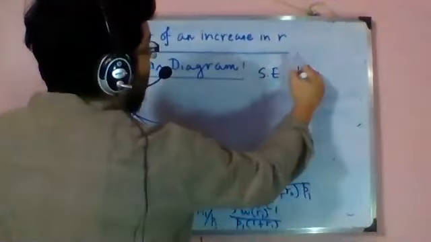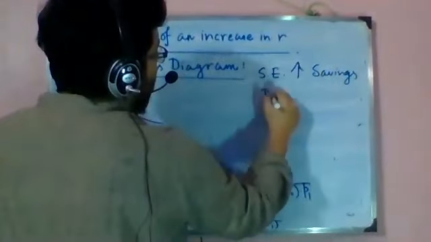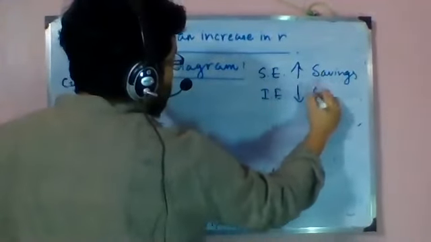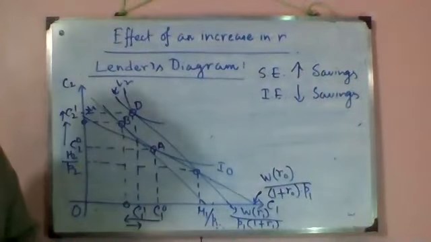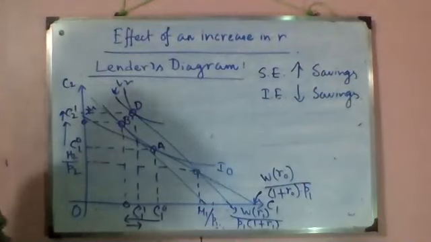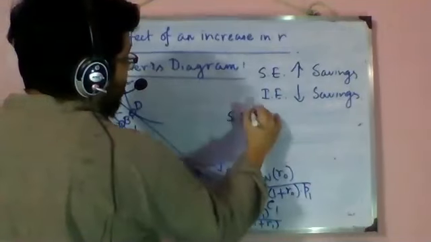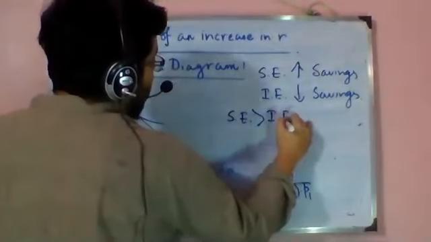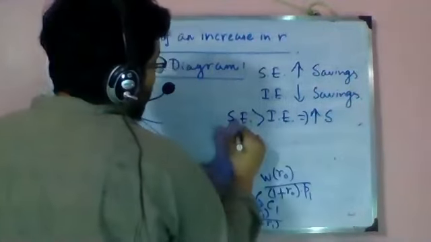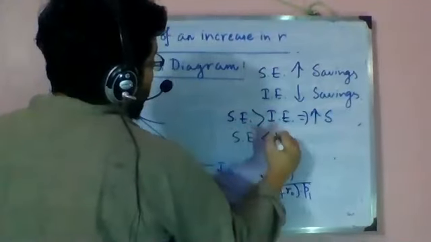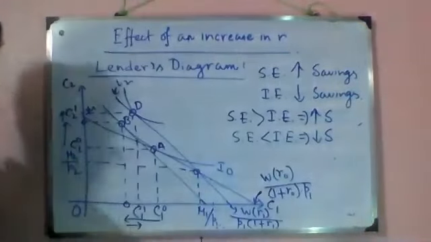The substitution effect increases savings. The income effect decreases savings, right? And the answer is quite clear. If the substitution effect is more powerful than the income effect, then we will observe an overall increase in savings. And if the substitution effect is dominated by the income effect, then we will see an overall decrease in savings.